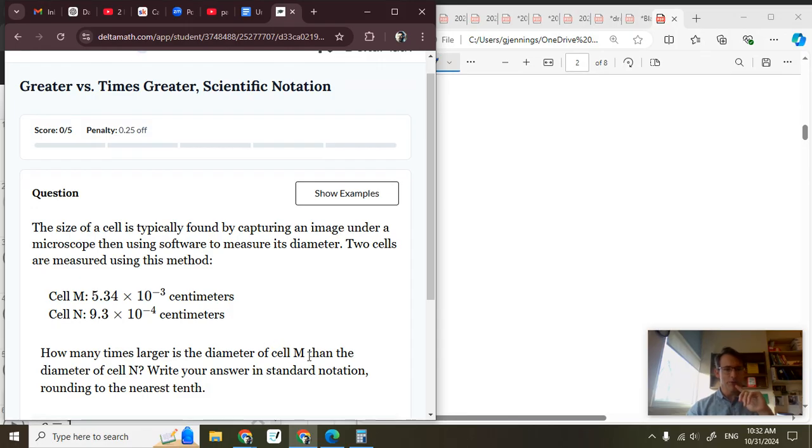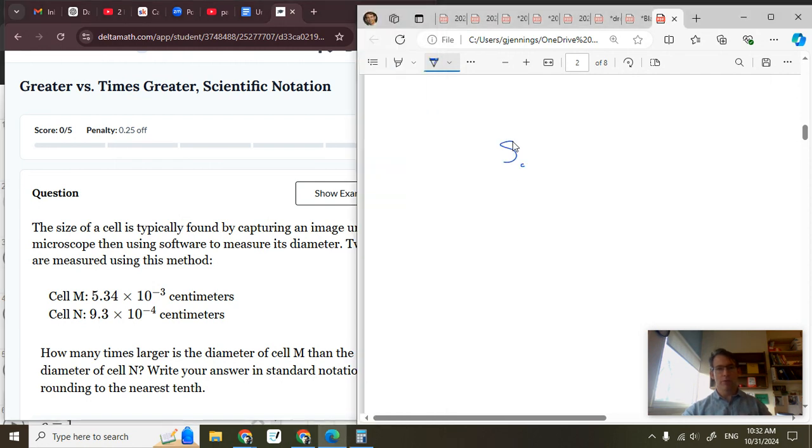How many times larger is the diameter of cell M than the diameter of cell N? Okay. We want this in standard notation, rounding to the nearest tenth. So times greater, we have 5.34 times 10 to the minus 3 divided by 9.3. Because this is a times greater question, we want to use division to see how many of that smaller cell would go into the bigger cell.